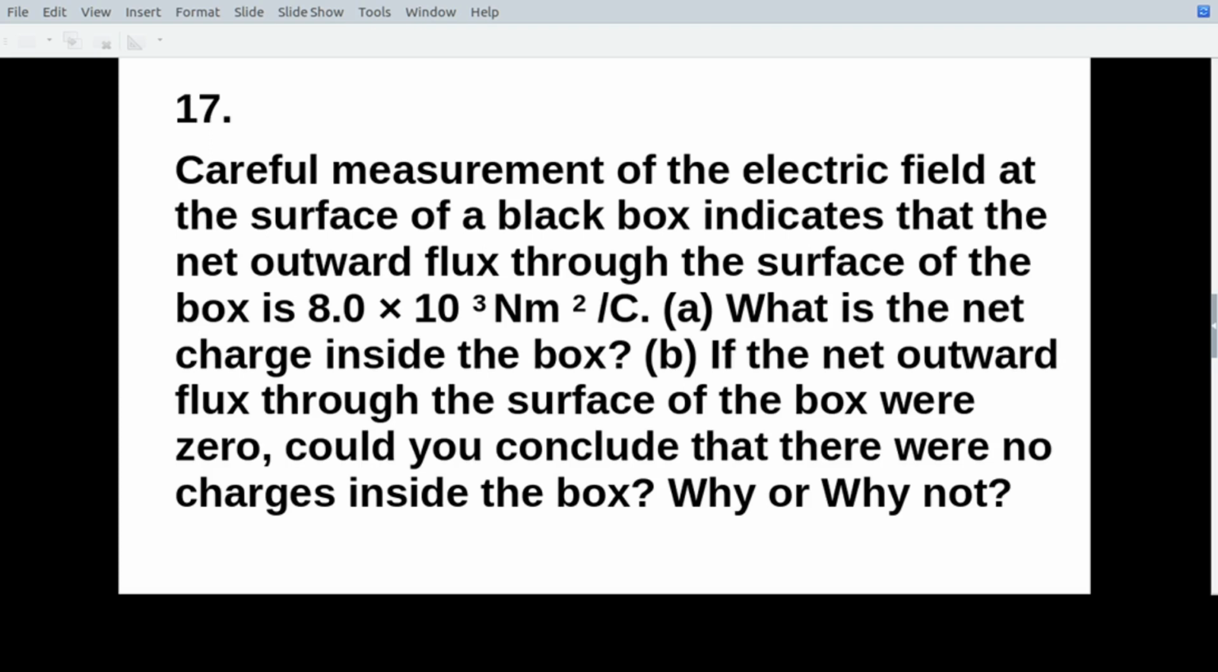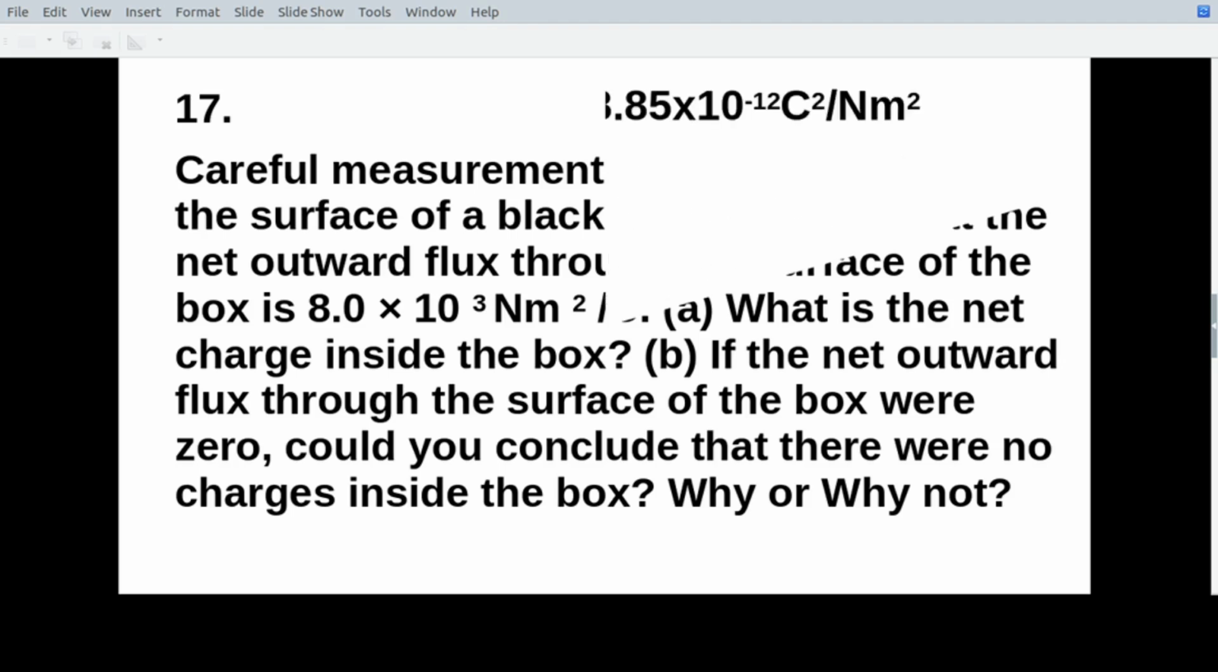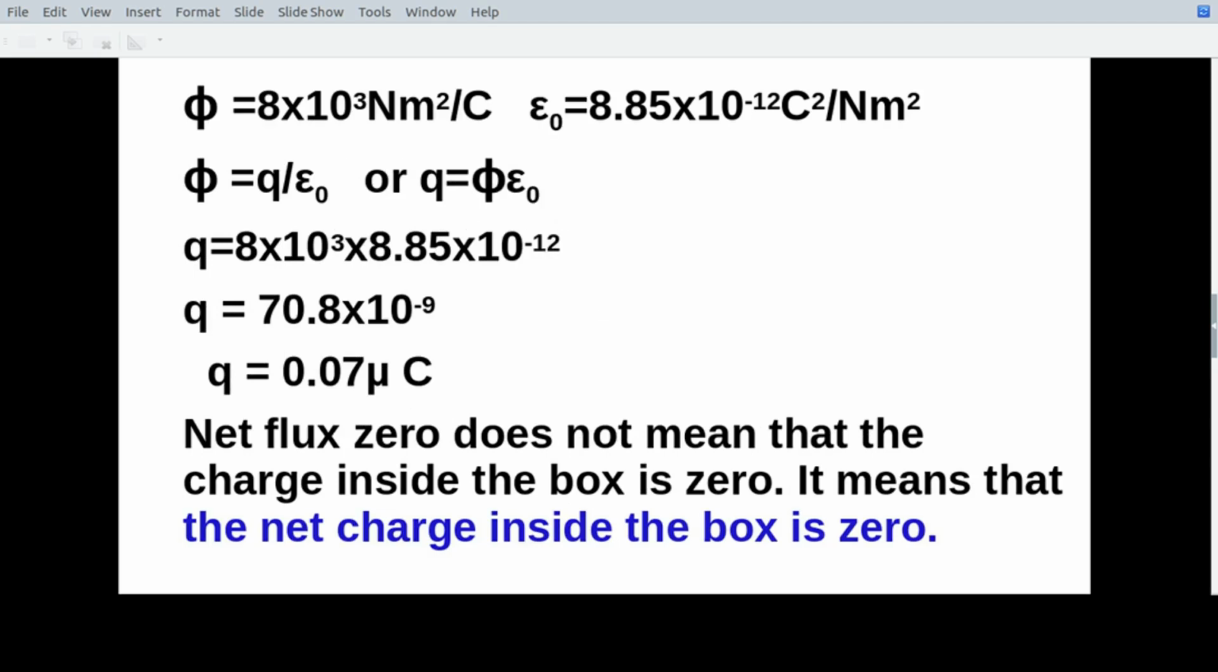Now, flux equal to 0 does not mean that there are no charges. Then what does it mean? We'll come to the conclusion. You are given phi and epsilon 0. You have phi equal to q by epsilon 0 by Gauss's law. Q equal to phi into epsilon 0. Now substitute 8 into 10 raised to 3 into 8.85 into 10 raised to minus 12. You will get 70.8 into 10 raised to minus 9, or Q equal to 0.07 microcoulomb.